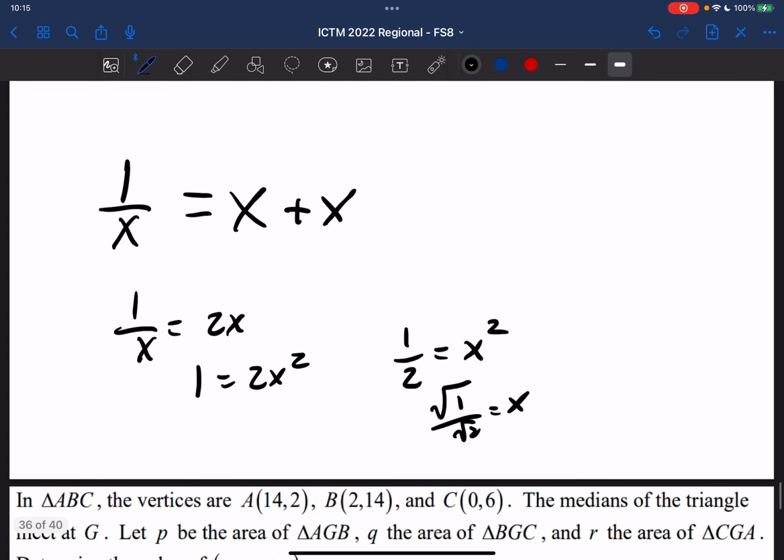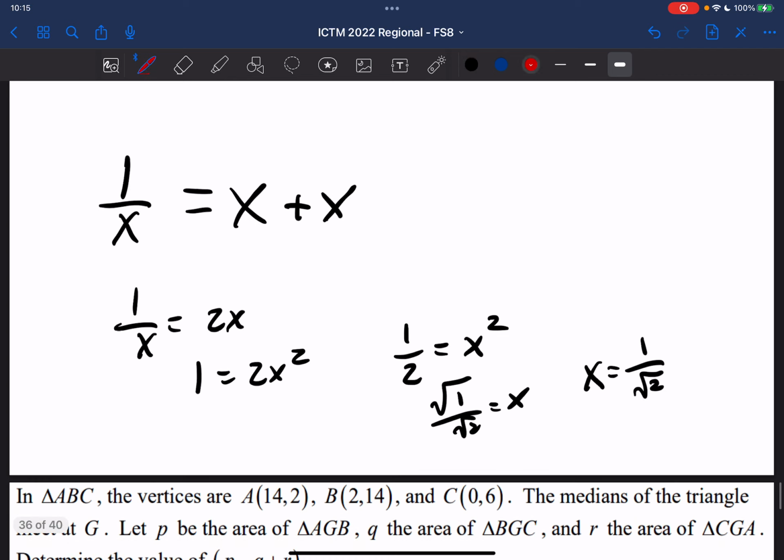But now we have to take this and we have to rationalize the denominator. So when we do, we get square root of 2 over positive 2.